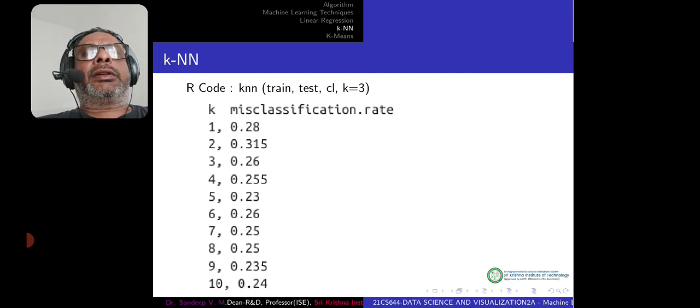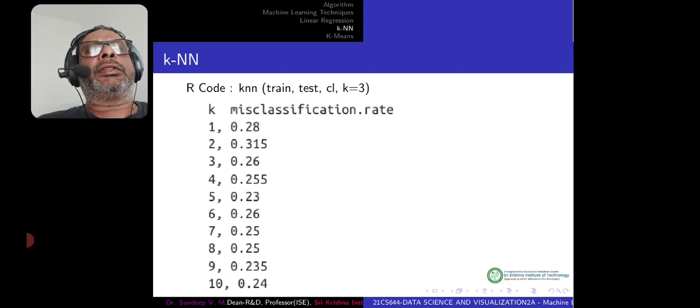Now if you look at that, we realize that in the beginning the misclassification rate is reducing, reaches a valley, and then again starts rising. The place where it reaches the valley, that is with k equal to 5, we are getting the best results. So we continue with k equal to 5 in future predictions.